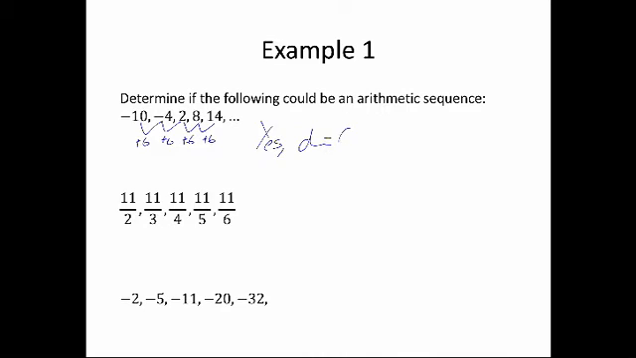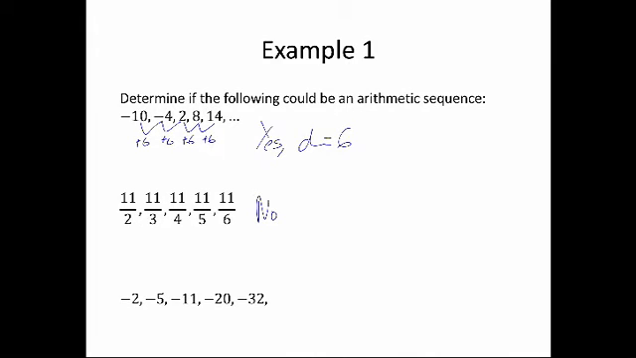The difference is 6. The second one, 11/2, 11/3, 11/4, 11/5, 11/6. While there is a clear pattern to that, the denominators are increasing by 1, we're not just adding the same whole value each time. You're adding 1 to your denominator, but we're not adding the same fraction over and over. So we're just going to say no to this one.